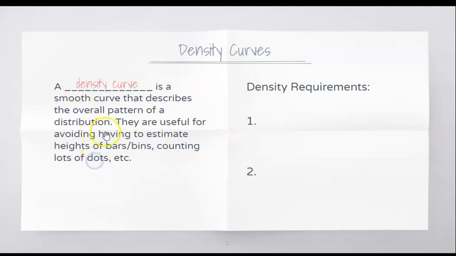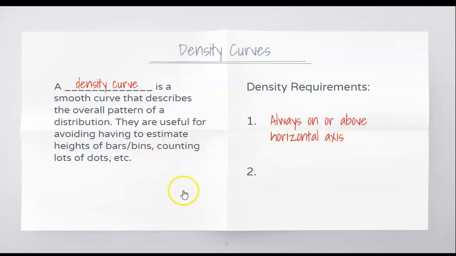A density curve is a smooth curve that describes the overall pattern of a distribution. They're useful for avoiding having to estimate heights of bars and bends and counting dots and all that stuff. So the idea is you have a distribution and you've made a continuous line or curve, and it's basically a probability distribution. So there are two requirements.